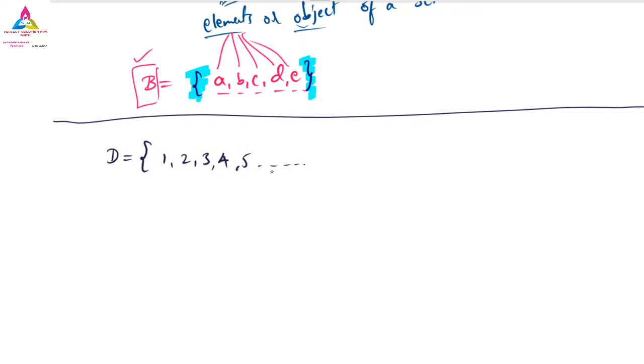5, and so on. What is this? What can we call this? It is a set of what? That is the most important. If you understood this, it will be easier for you. It is a collection of what?